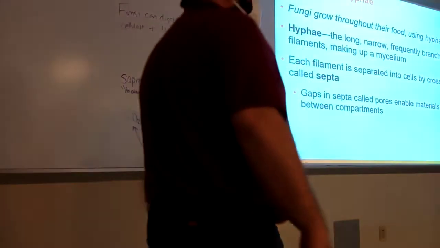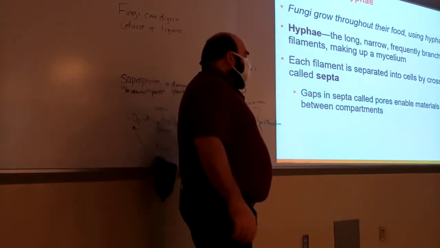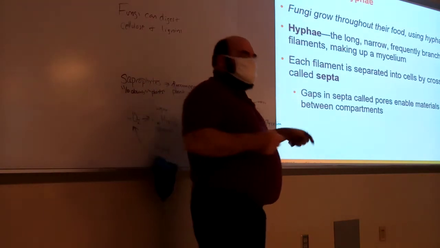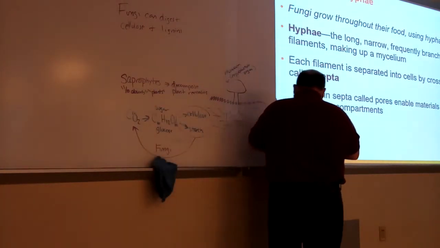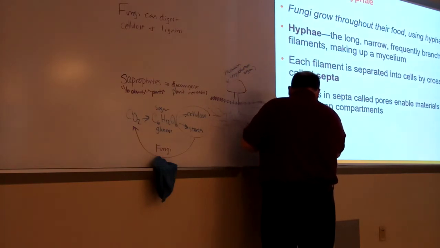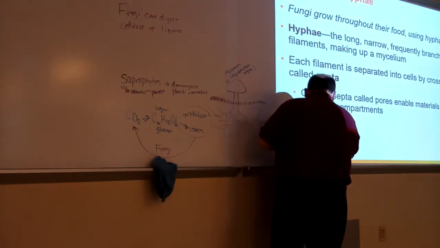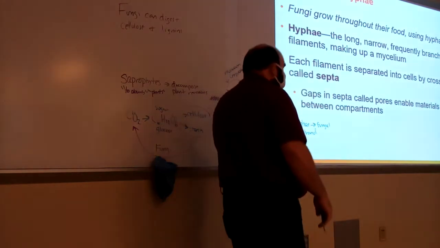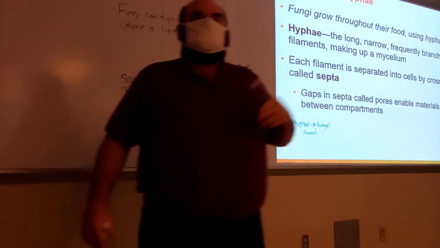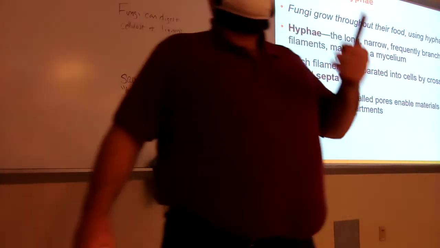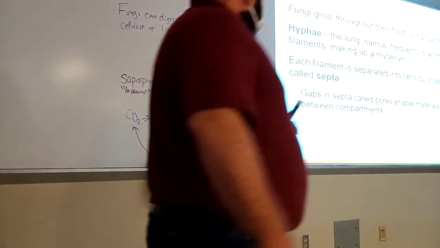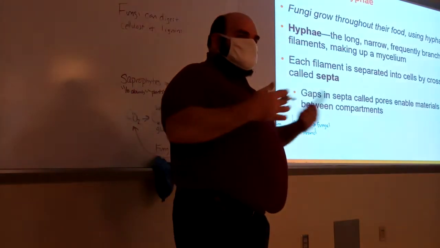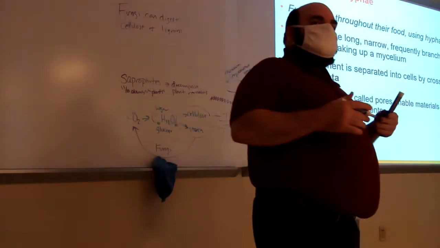So, they grow throughout their food. Now, the mycelium is just the main body. Each filament of the mycelium, each little strand, is what we call a hypha. Hyphae is the plural of hypha. The hyphae make up the strands that make up the mycelium, so that's each individual strand. And there are different types of hyphae. There are two varieties of them, and they basically have the same overall function depending on the type of fungus you're looking at.